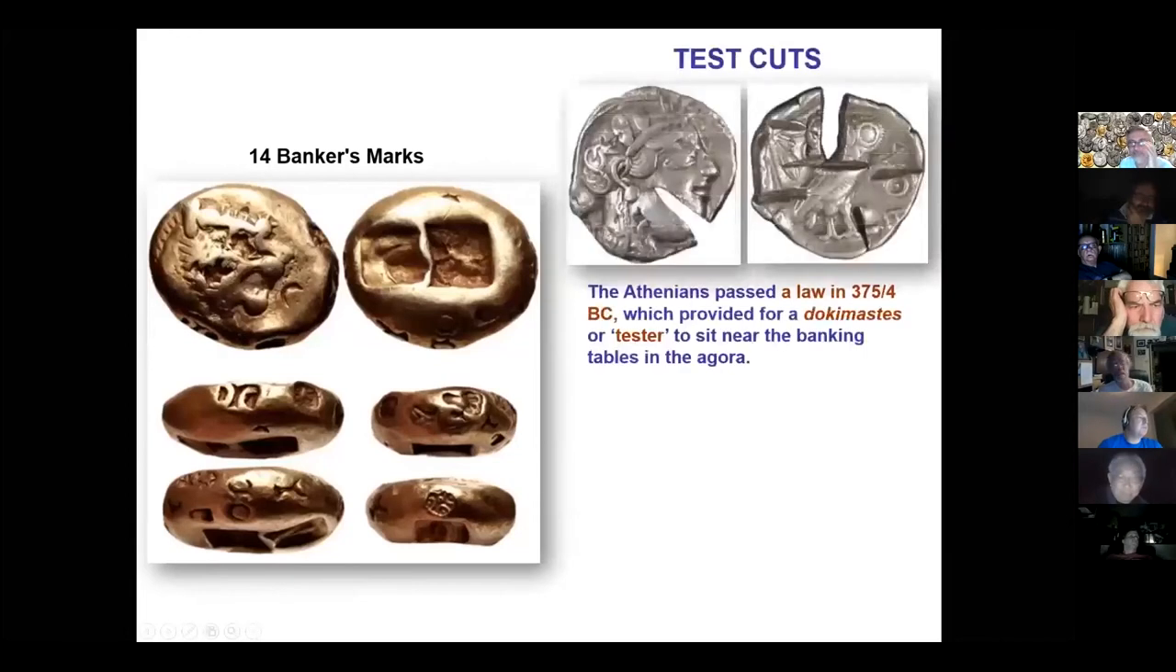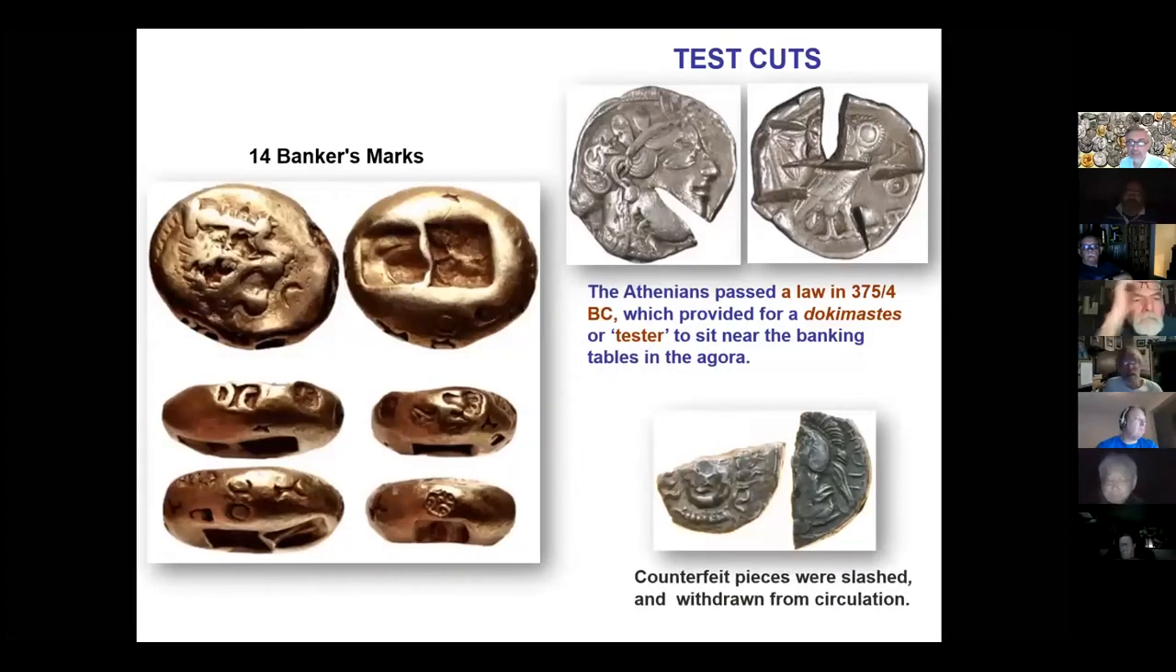And then since they knew there were forgeries circulating, they decided to test cut them. The Athenians passed a law in 375-74, which provided for a dokimastes, or a tester, to sit near the banking tables in the agora and test coins. Coins received by the government tax collectors, or merchants suspecting their coins, would go to these testers and get a test mark, test cut done. And if they were found to be counterfeit, they were slashed and withdrawn from circulation.